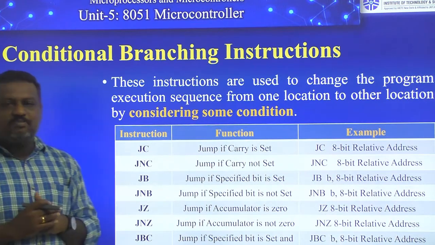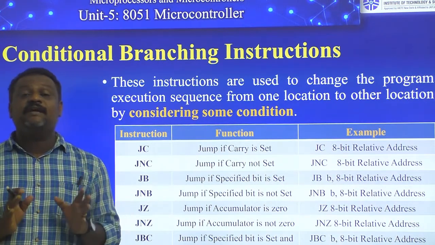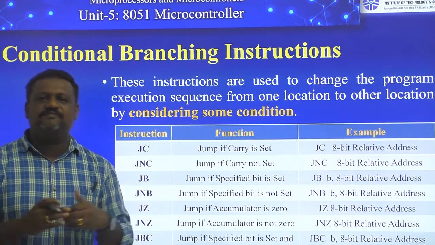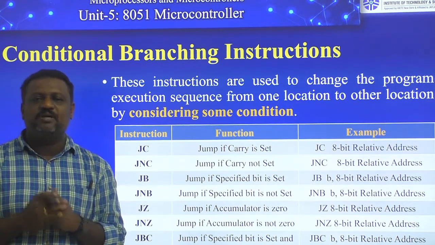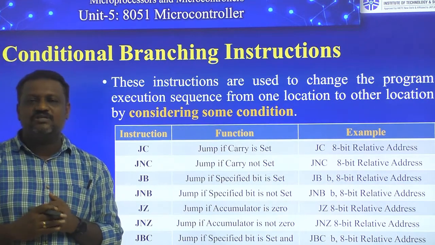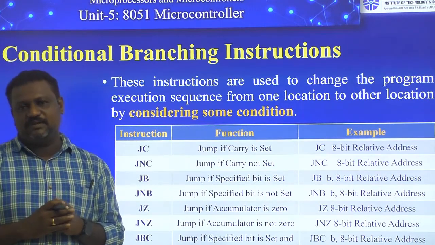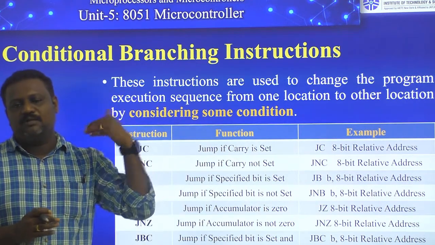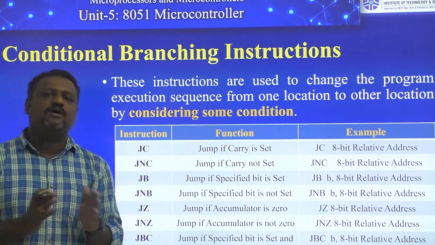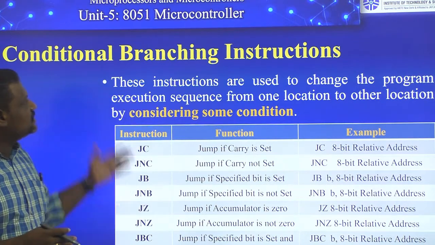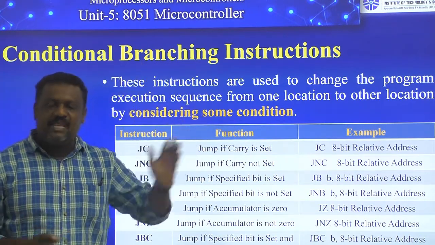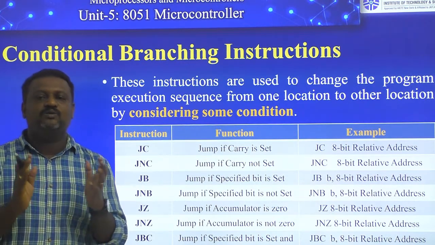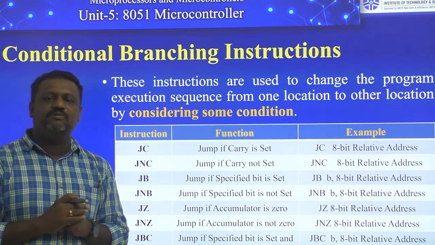And one more important thing is all these conditional branching instructions are relative jumps. What is the meaning of this? By using a relative jump, you can move to previous locations or you can move to the next locations. That means you can go forward or you can go backward. That facility is available for a relative address. So whatever conditional branching instructions we have in this 8051 microcontroller, all are relative jumps only. So that you have to remember.